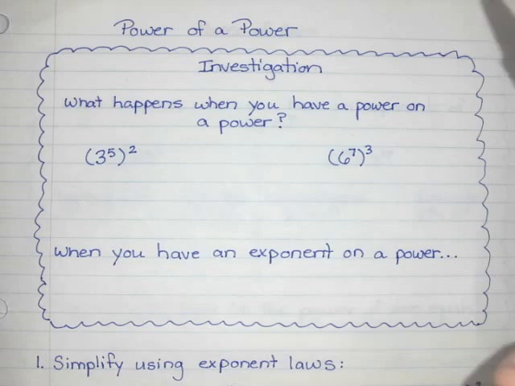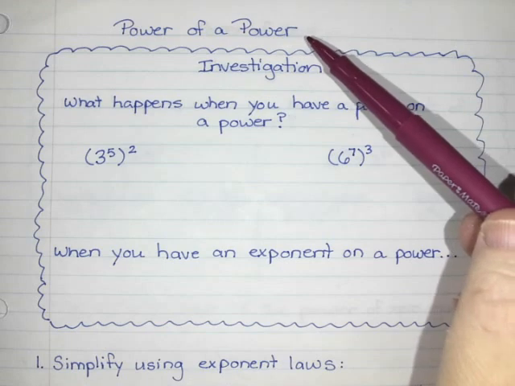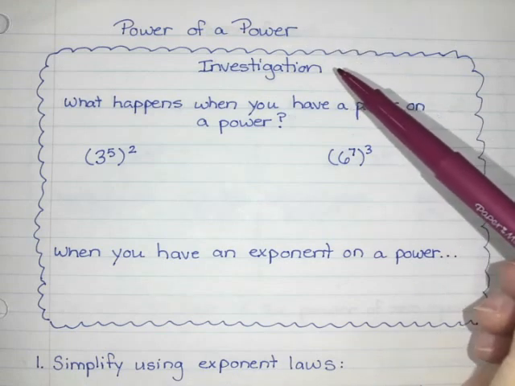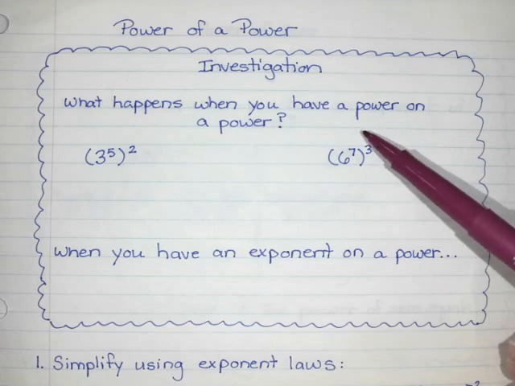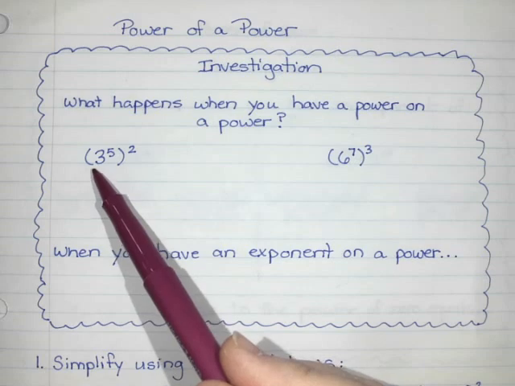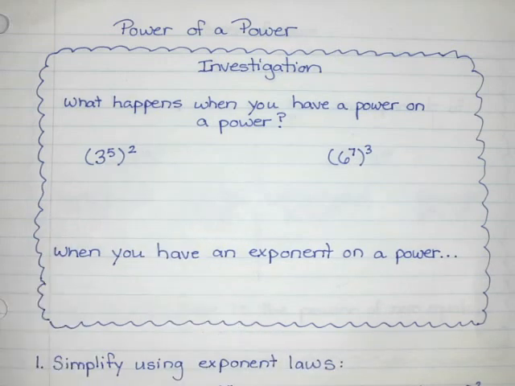Today we're going to be talking about power of a power. So we're going to start with an investigation. And our question is, what happens when you have a power on a power? So what happens when you have one base with two or more exponents on it? So we're going to try two examples, take a look at what we get, and then see if we can come up with a shortcut.